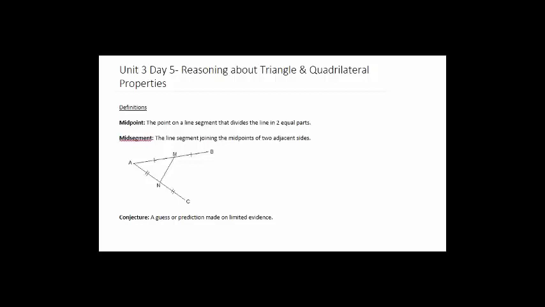Today we will be looking at reasoning about triangle and quadrilateral properties. So before we start, we need to look at a few definitions. A midpoint is the point on a line segment that divides the line into two equal parts.